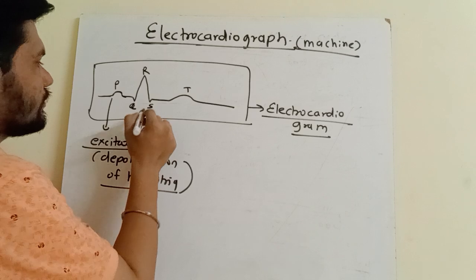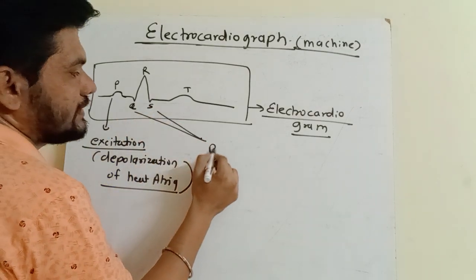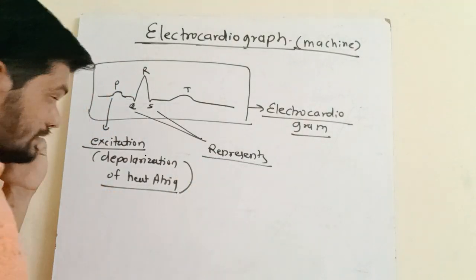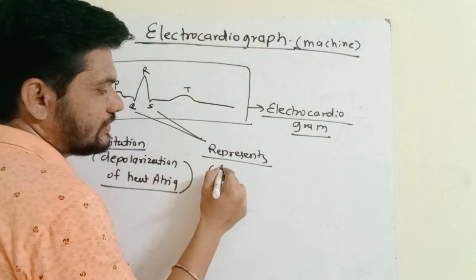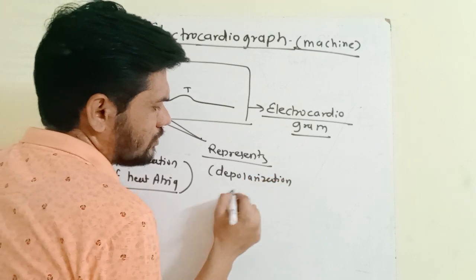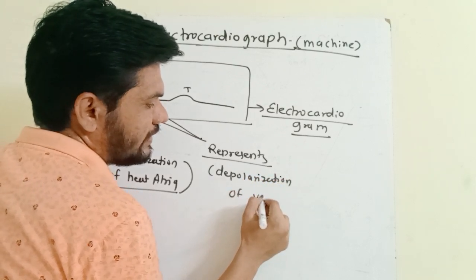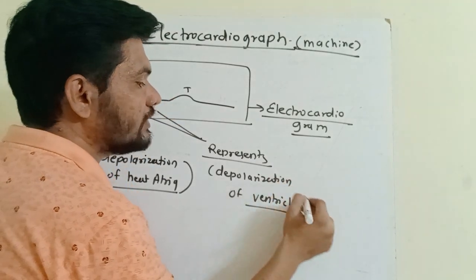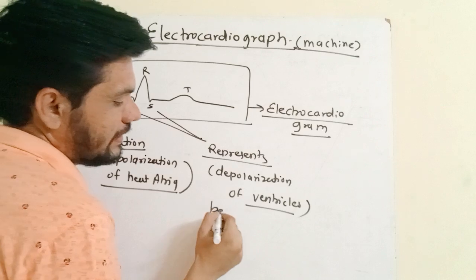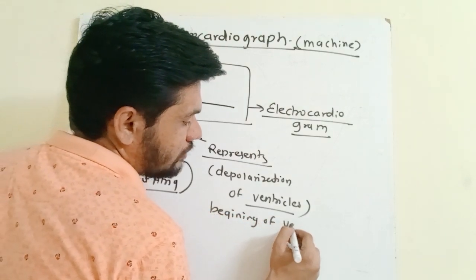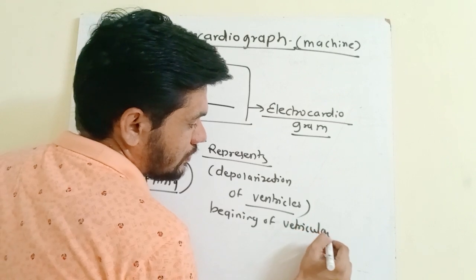So the QRS represents the depolarization of ventricles, or the beginning of ventricular contraction.